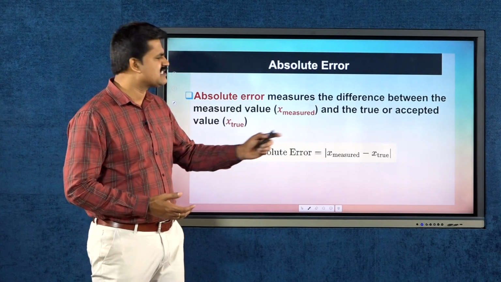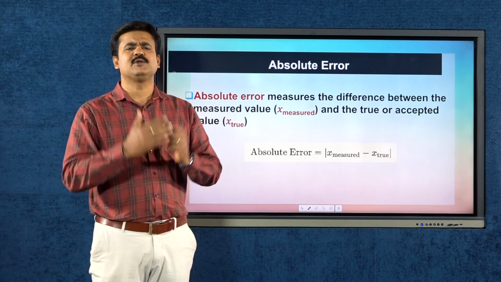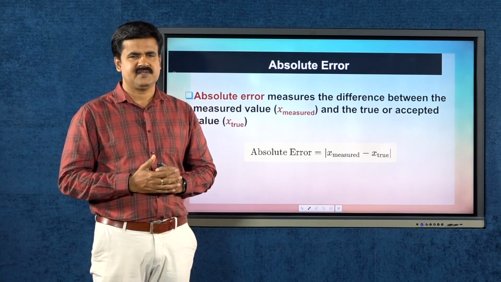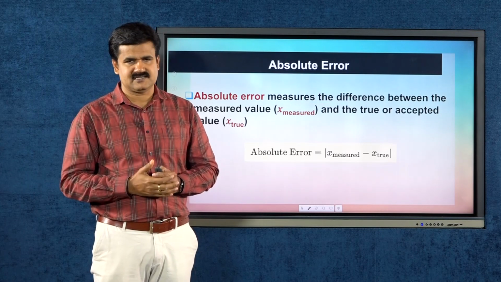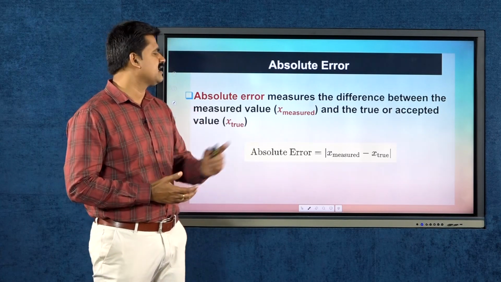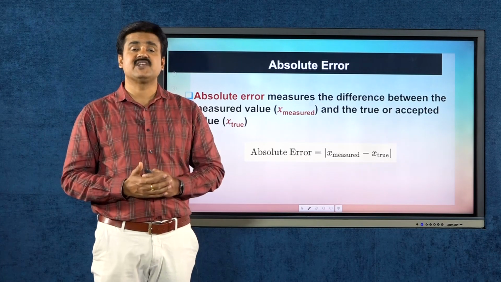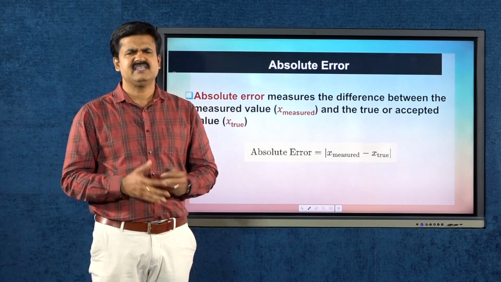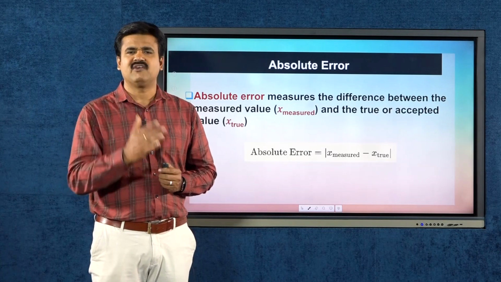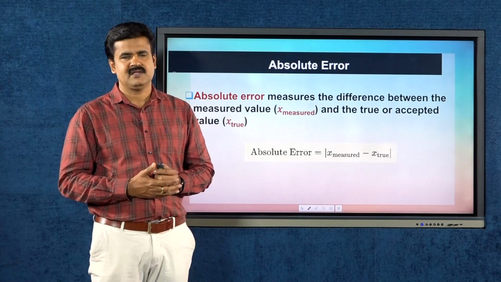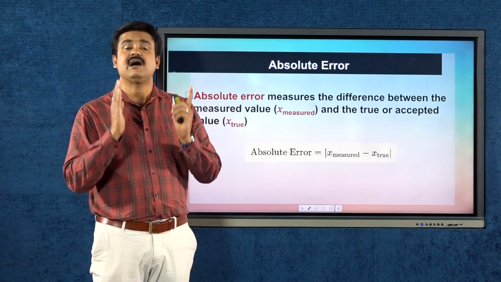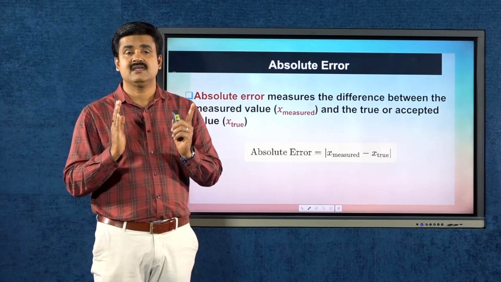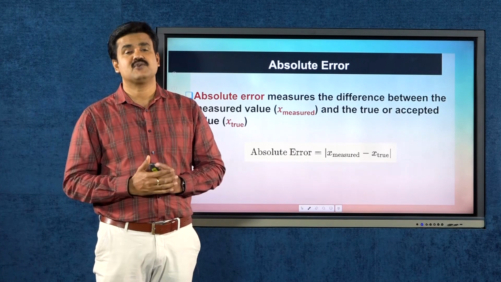From this equation, it is clear that the absolute error is a modulus. That is, we are considering only the magnitude of the difference. So, absolute error equals modulus of x measured minus x true. It is the difference between the true value and the measured value, and we are considering the positive part only. That is, the absolute error is a modulus, a positive quantity.